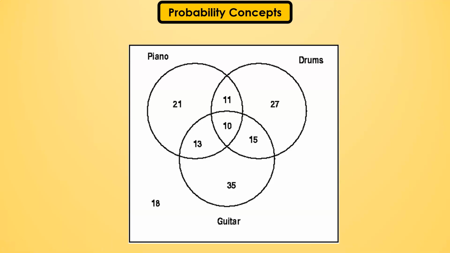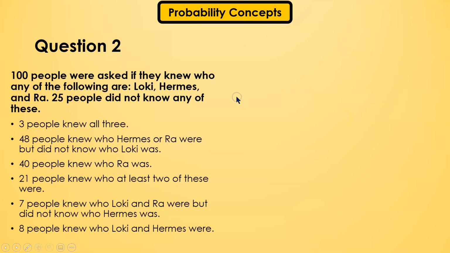I've got another example here for you to have a go at. So 100 people were asked if they knew who any of the following are: Loki, Hermes, and Ra. 25 people didn't know any of these. 3 people knew all three. 48 people knew who Hermes or Ra were, and so on and so on. So draw your 3 circles, have a go at it, and then the answers are to follow.